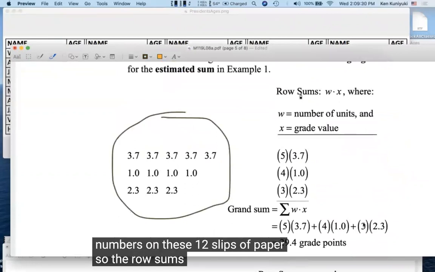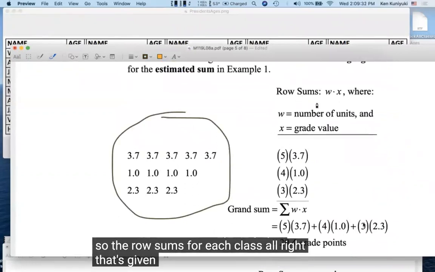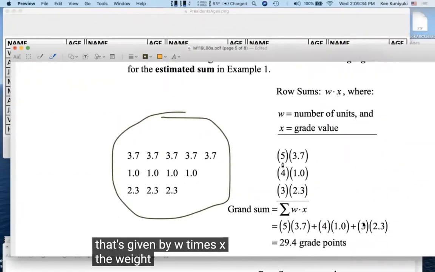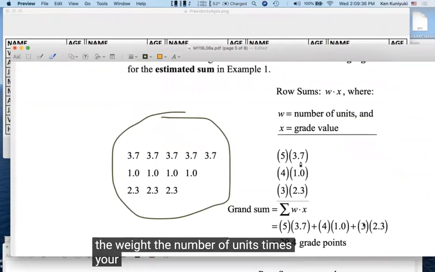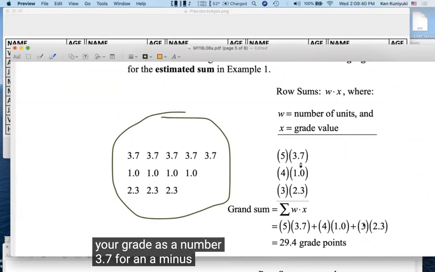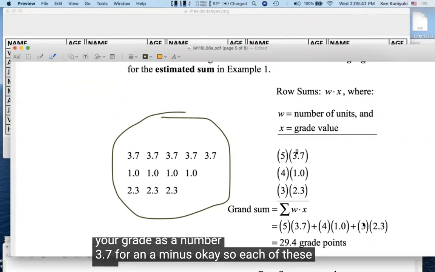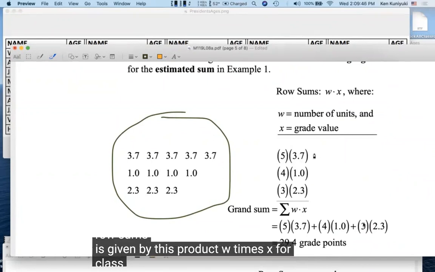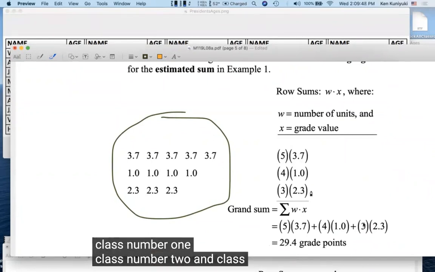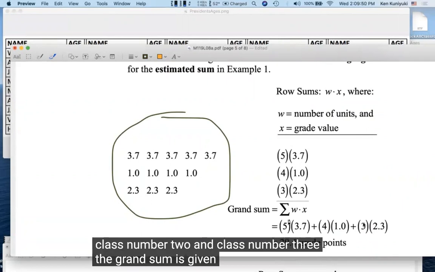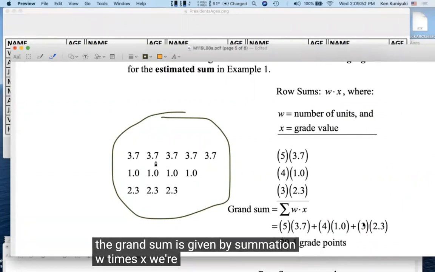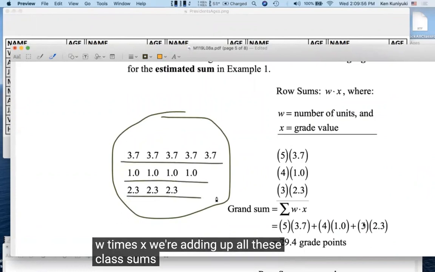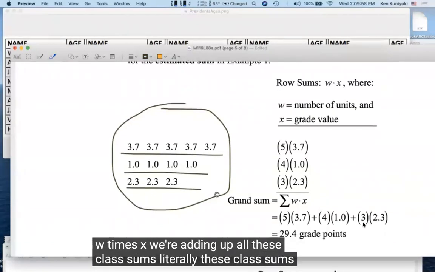So the row sums for each class are given by W times X: the weight, the number of units, times your grade as a number, 3.7 for an A-. Each of these row sums is given by this product, W times X, for class number 1, class number 2, and class number 3. The grand sum is given by summation, W times X. We're adding up all these class sums.